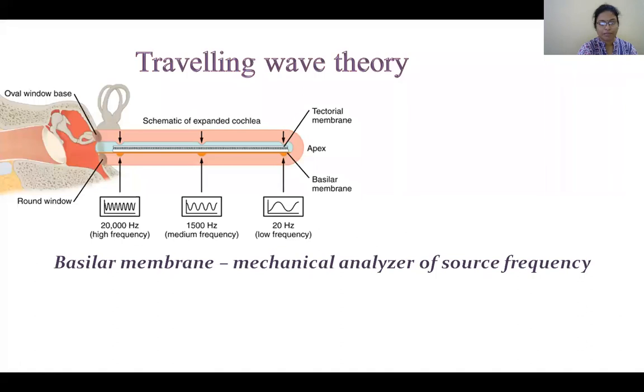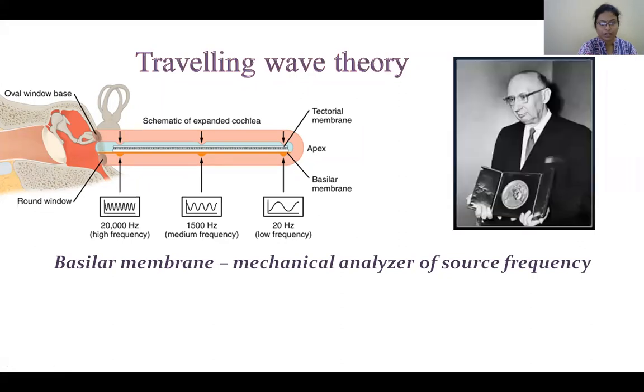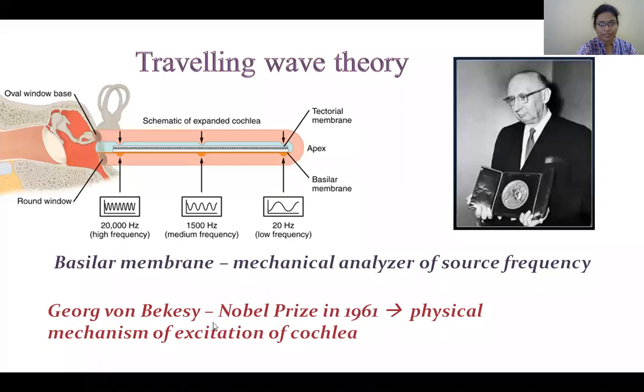So, the basilar membrane acts as a mechanical analyzer of the frequency of sounds. The picture of this is George von Bekesy. He had won the Nobel Prize in 1961 for determining the physical mechanism of excitation of the cochlea. He had put forth theories about the mechanical properties of the basilar membrane.